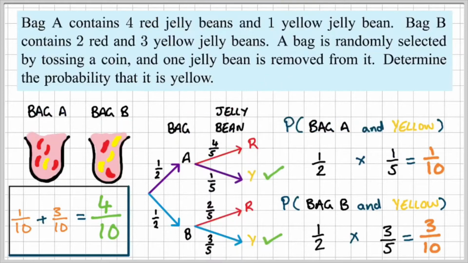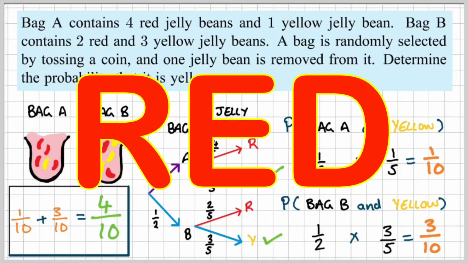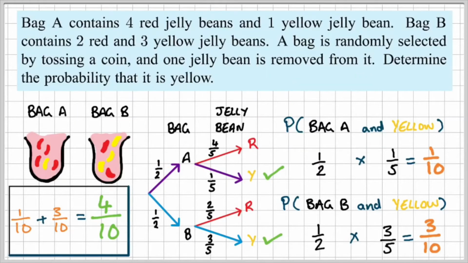See if you could work this out. If a bag was randomly selected by tossing a coin and 1 jelly bean is removed from it, determine the probability that it is red. Once you've worked it out, you can put your answer in the comment section below.